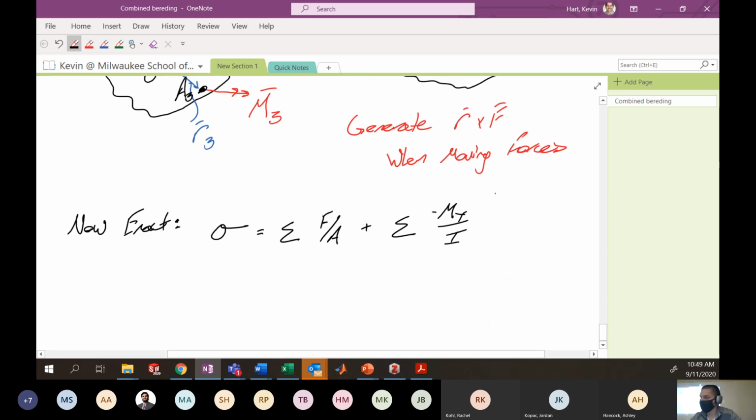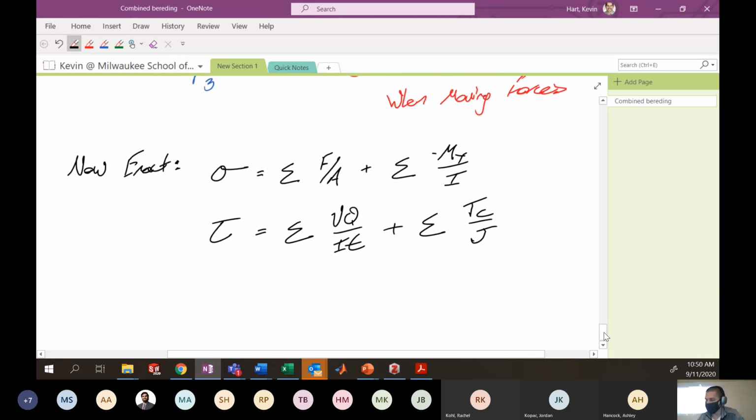Same thing with the shear stress. This is the summation of VQ over It, which is your transverse shear contribution, plus the summation of Tc over J, which is the torsional contribution. So this is how the method of superposition works.